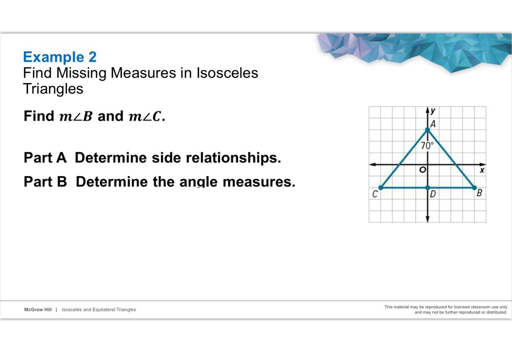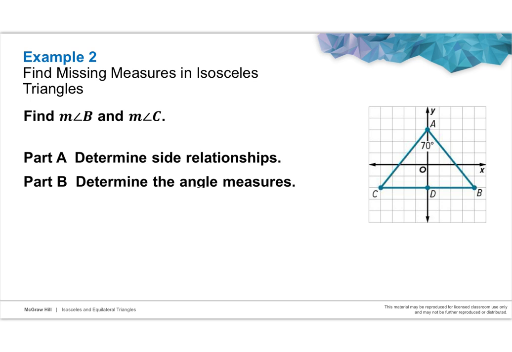So now that we know the theorem holds true, let's go ahead and use it. In example 2, we have an isosceles triangle here, and we're asked to find the measure of angle B and the measure of angle C. Now notice there aren't actually any tick marks or measures drawn on the triangle that's on the grid here for us. So we have a two-part sort of problem.